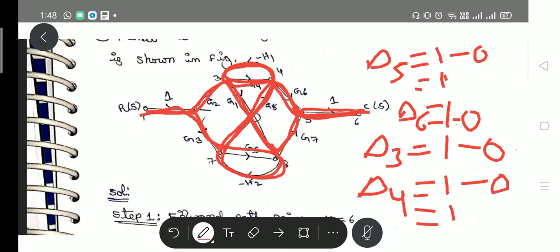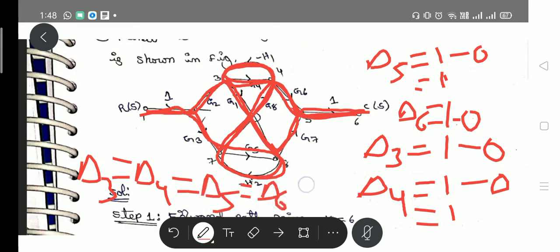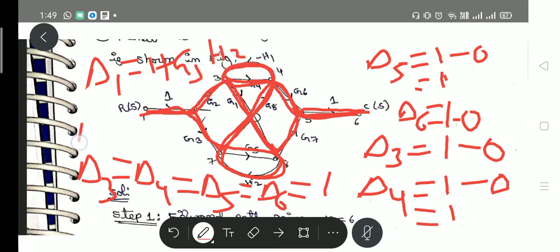Only delta 1 and delta 2 are non-touching with one loop, but the remaining ones are all touching all the loops. So we can take delta 3, delta 4, delta 5 and delta 6 equal to 1. And delta 1 is equal to 1 plus G5 H2, and delta 2 is equal to 1 plus G4 H1. These are the delta 1 to delta 6 values.